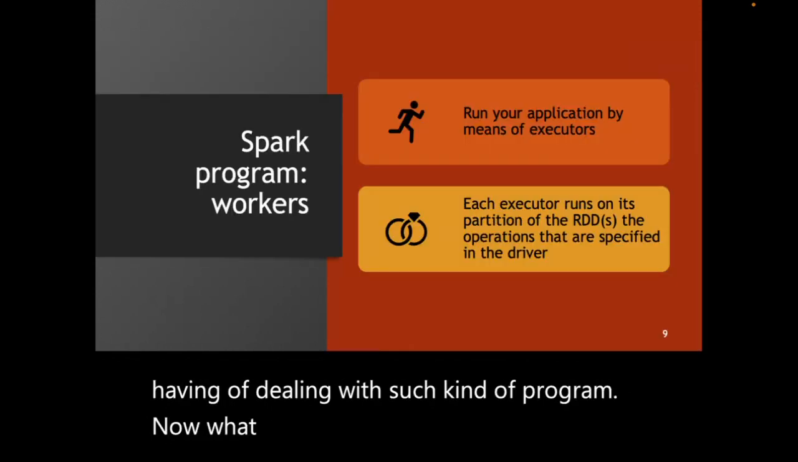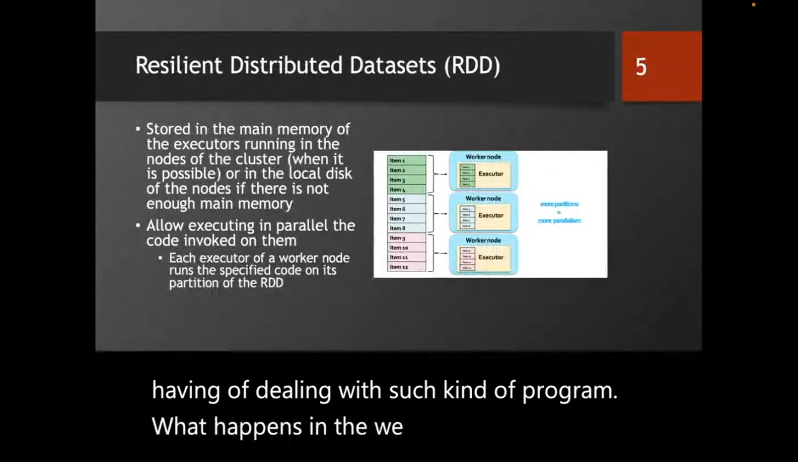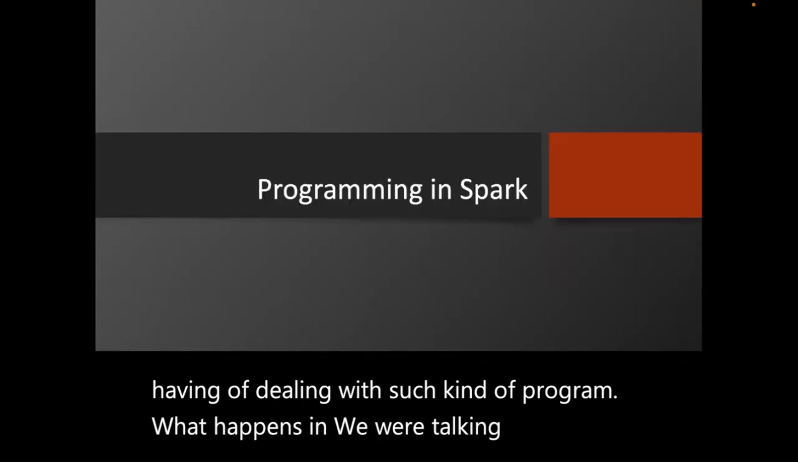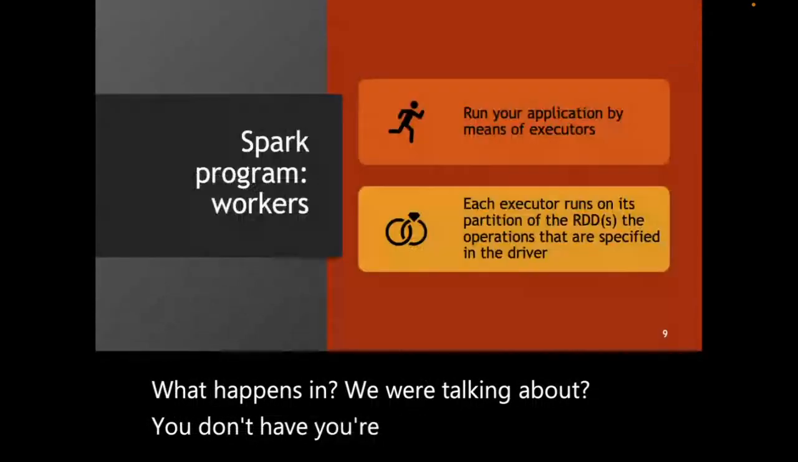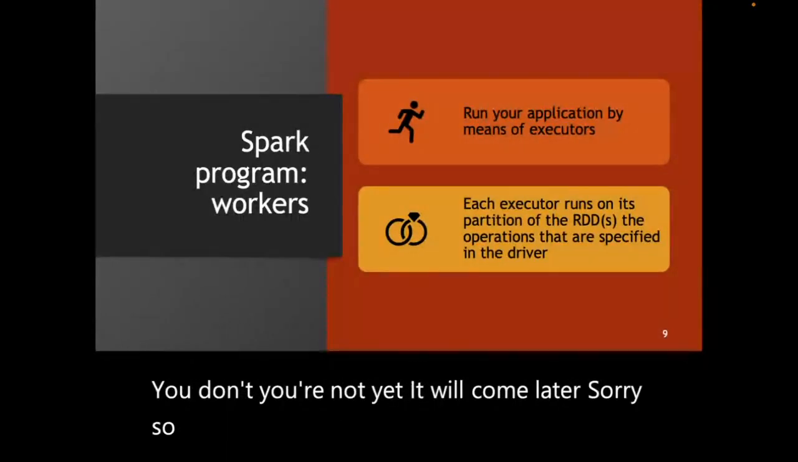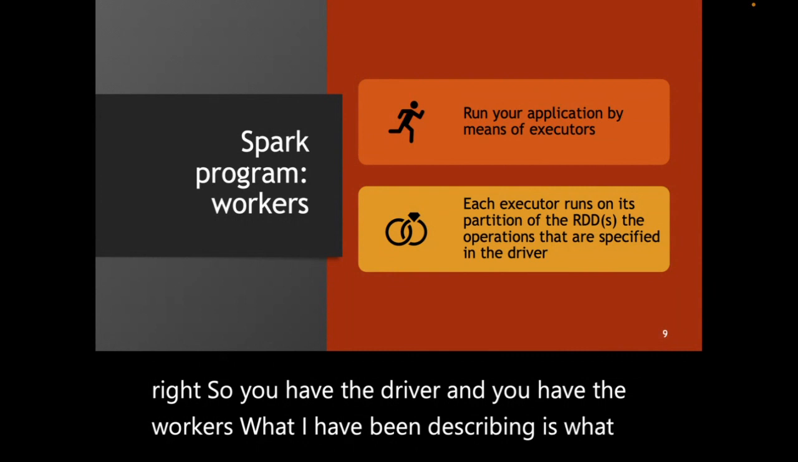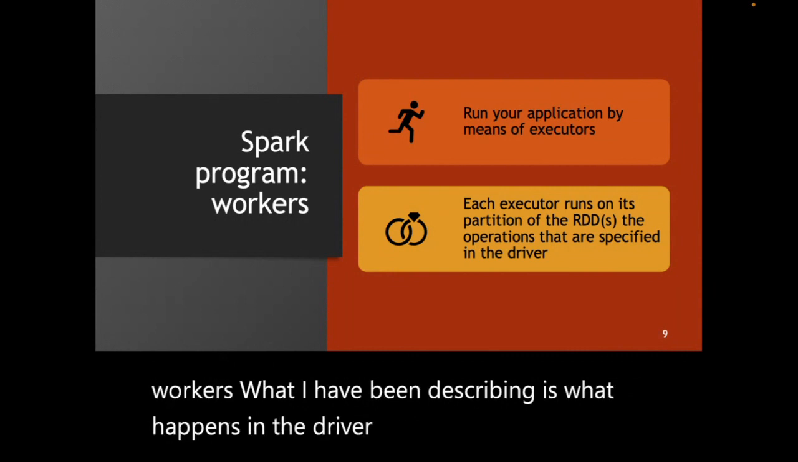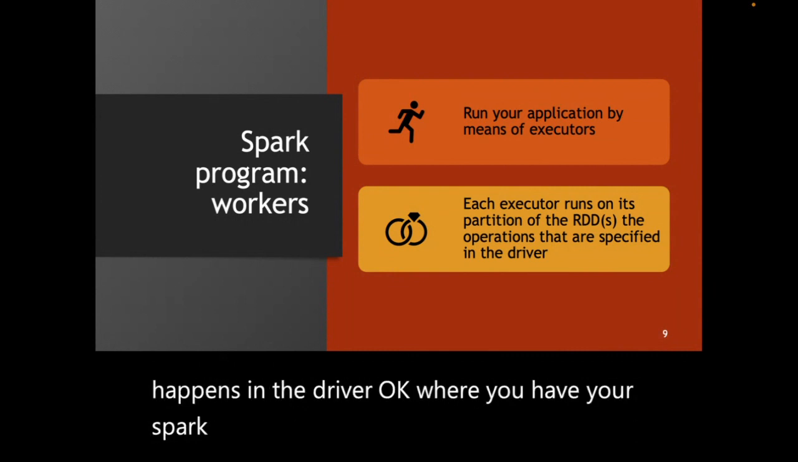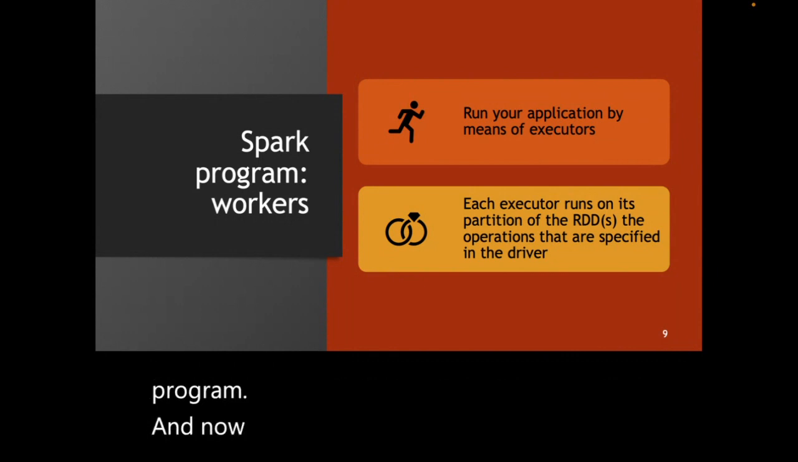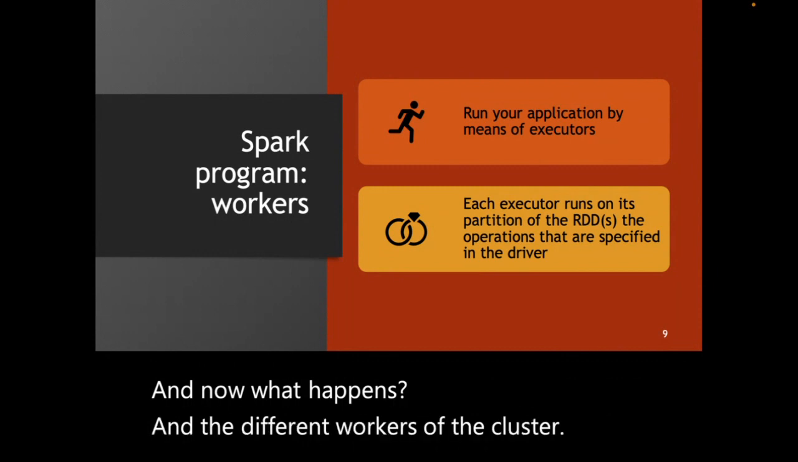Now, I was going to show a figure. Not yet, it will come later. So you're going to imagine: you have the driver, and you have the workers. What I have been describing is what happens in the driver, where you have your Spark context inside your driver program. And now, what happens in the different workers of the cluster?